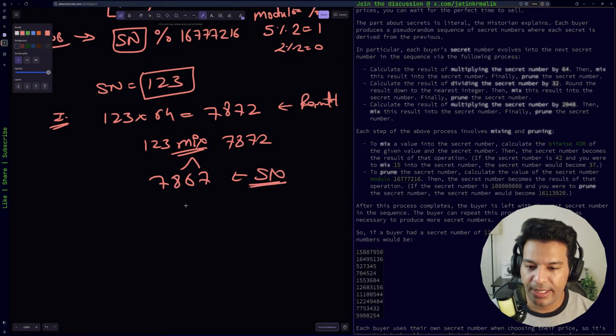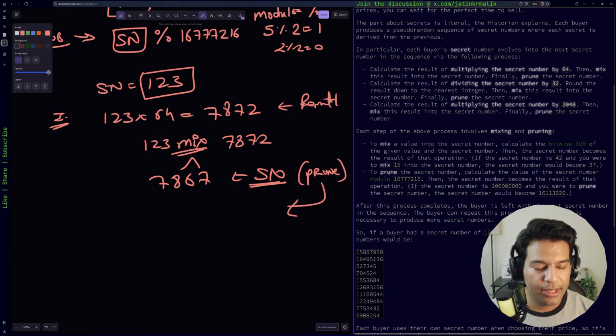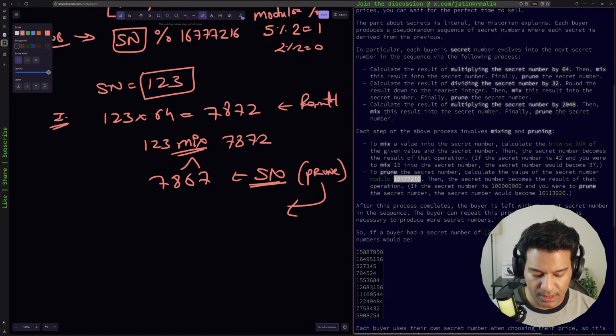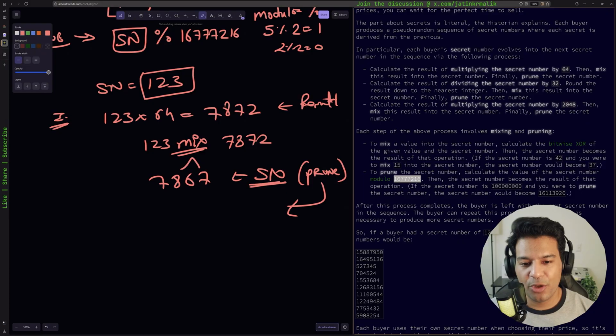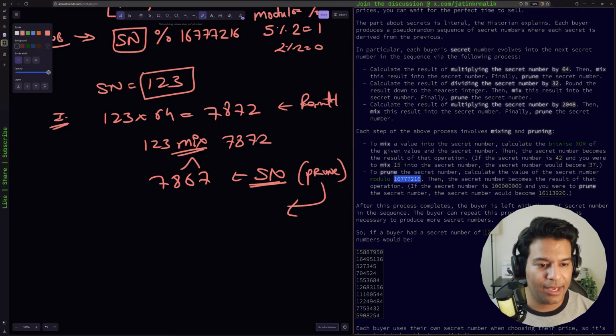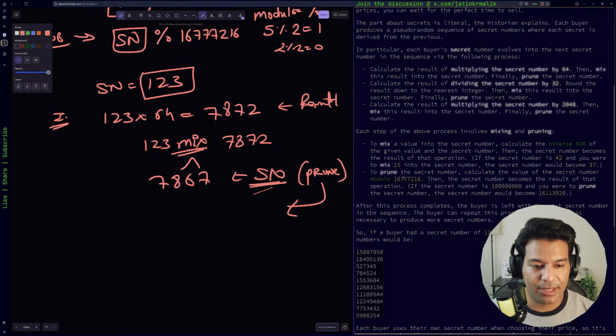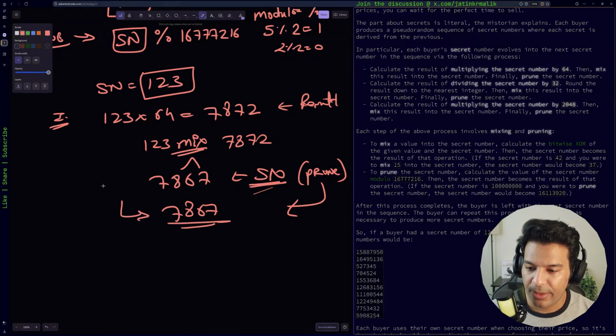In the next step, when you do a prune, remember we had to do the modulo by this value right here. Since this number is smaller than 7867, 7867 mod this number would still remain the same, because there is no quotient when you divide 7867 by 16,777,216. So our answer is 7867 on the first part, and this becomes the secret number.